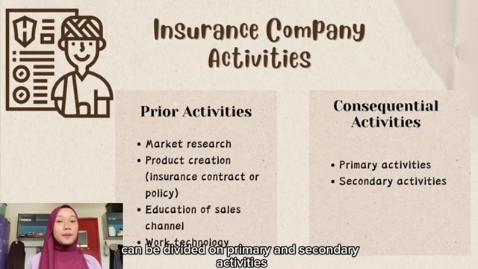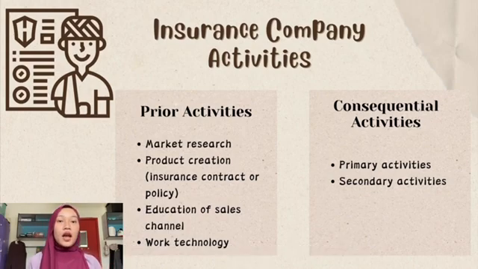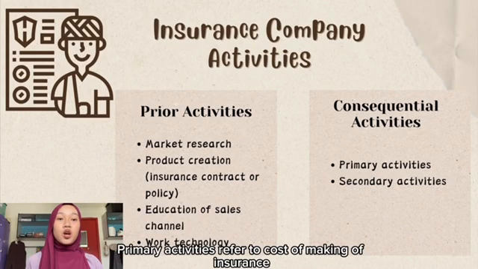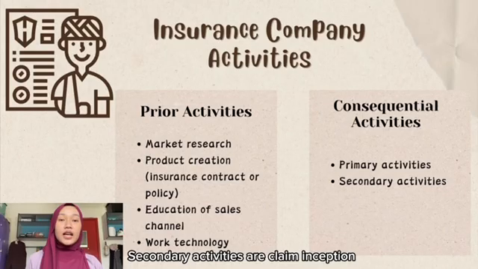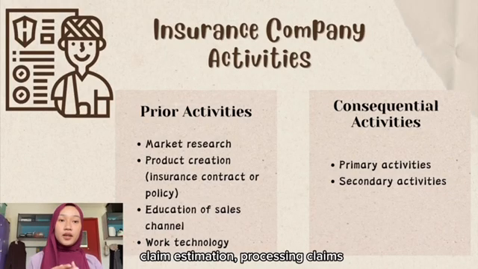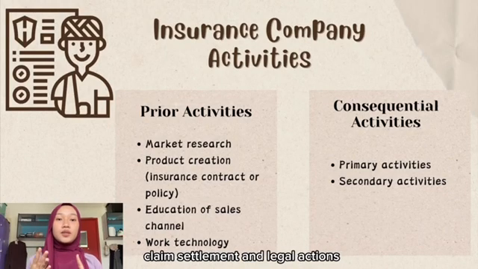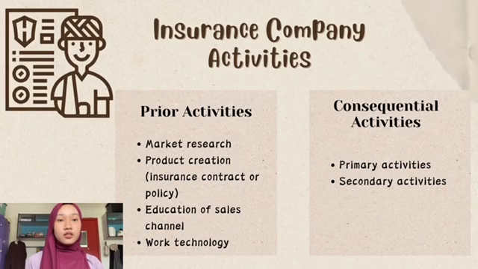Consequential activities can be divided into primary and secondary activities. Primary activities refer to the cost of making an insurance policy and distribution, agents' provision. Secondary activities are claim inception, claim estimation, processing claims, claim settlement, and legal actions.